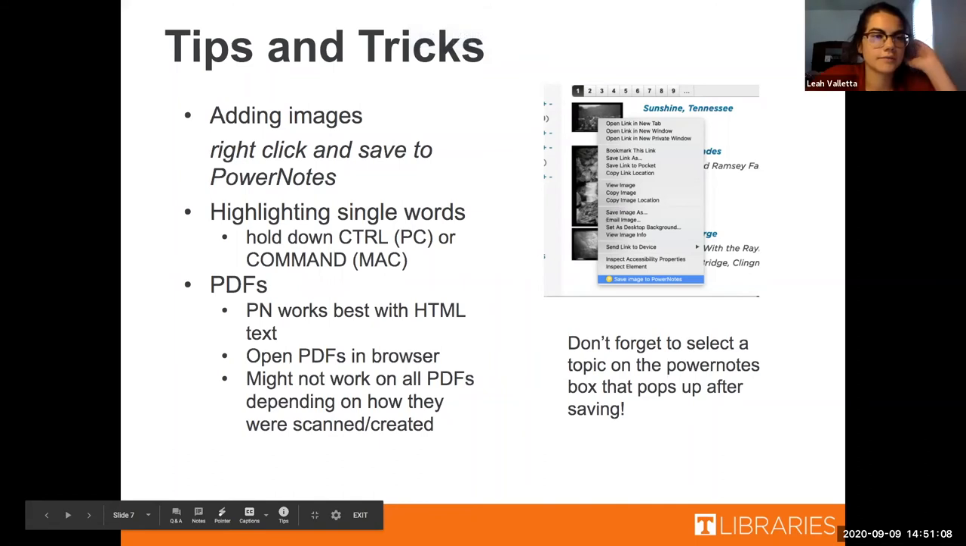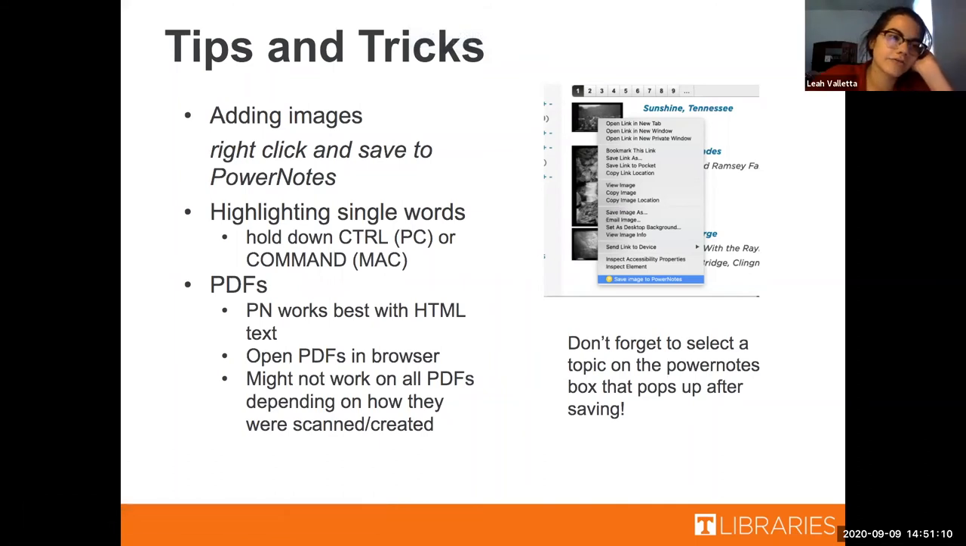All right, awesome. So some tips and tricks. Besides just text, you can also add images to your PowerNotes project. And it's very easy to do this. You just have to right click on the image and you will have an option listed there to save to PowerNotes. So you can see in the little screenshot, you've got the little yellow P down there and you can just go ahead and click that.